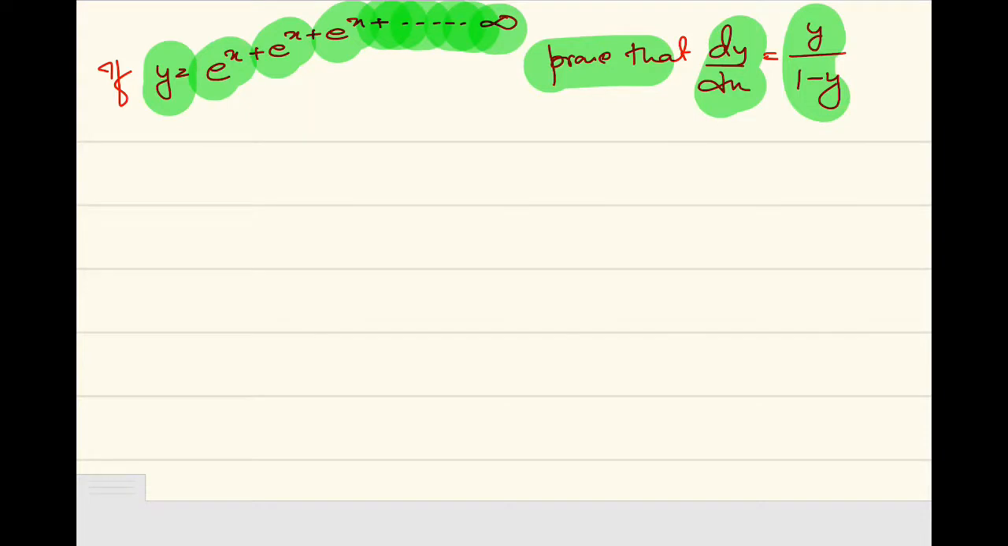What happens is you have to think something like this. How many e to the power x are here? How many e to the power x?